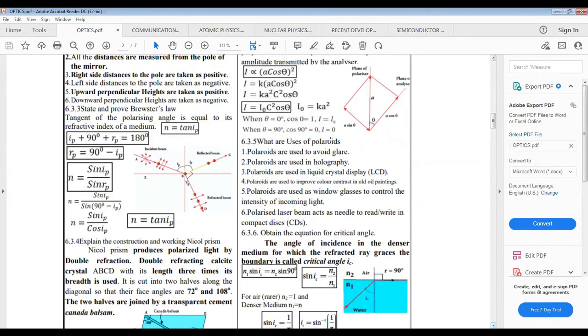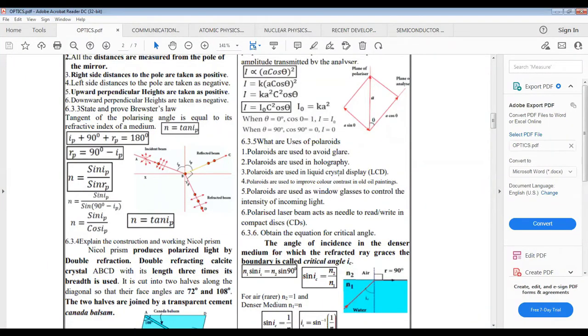And then, what are the uses of polaroids? This is a very, very important 2 mark or 3 marks question. If it is asked in 3 marks, you write 6 points. If it is asked in 2 marks, you just write 4 points. Polaroids are used to avoid glare. Polaroids are used in holography. Polaroids are used in LCD.